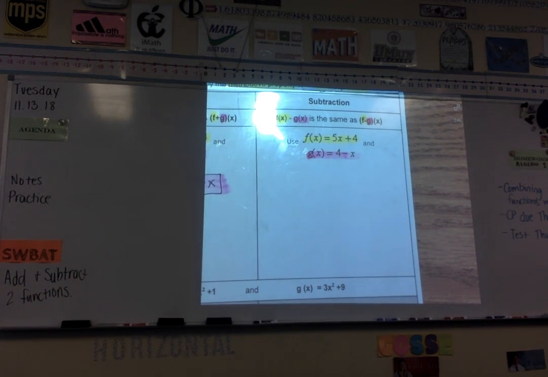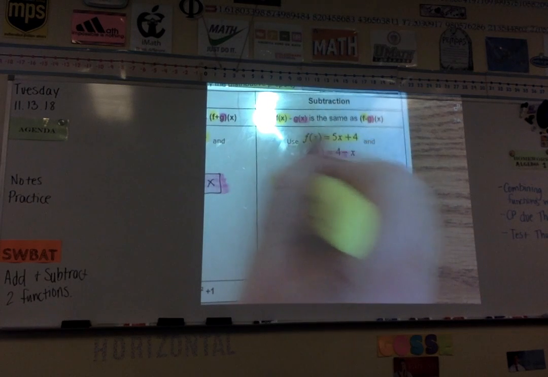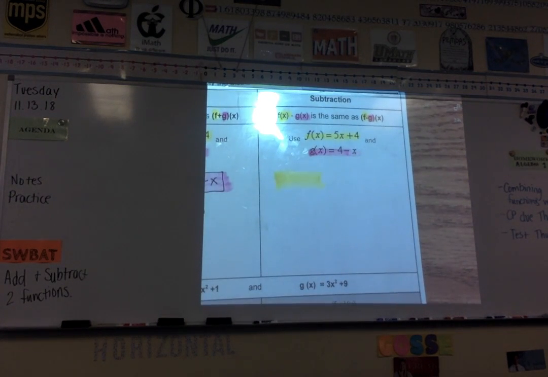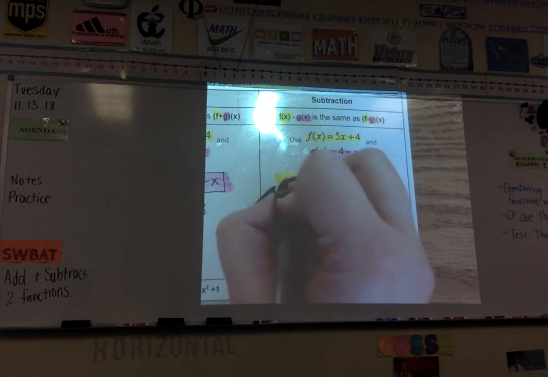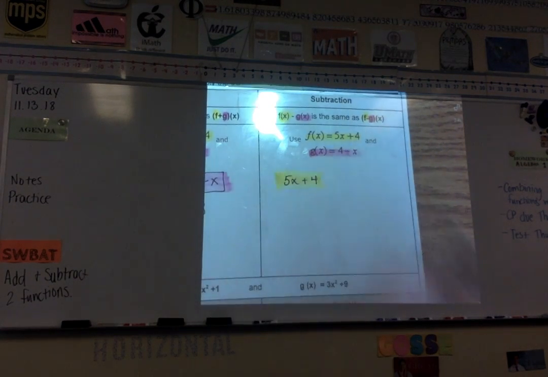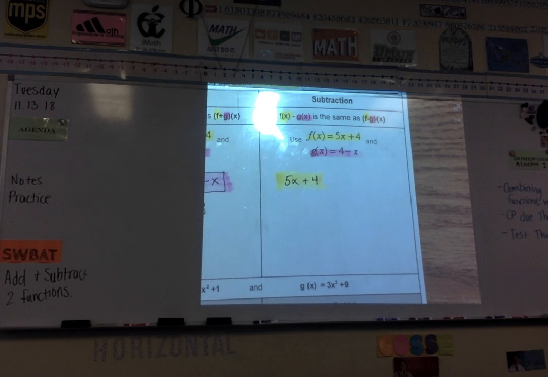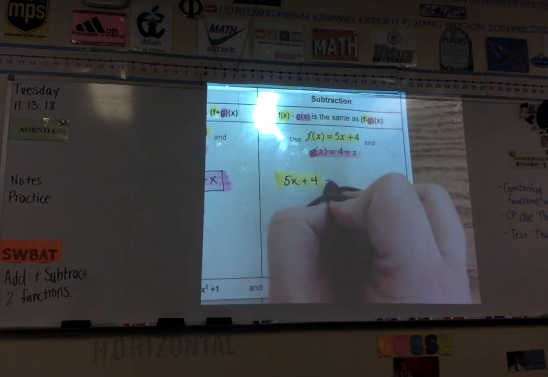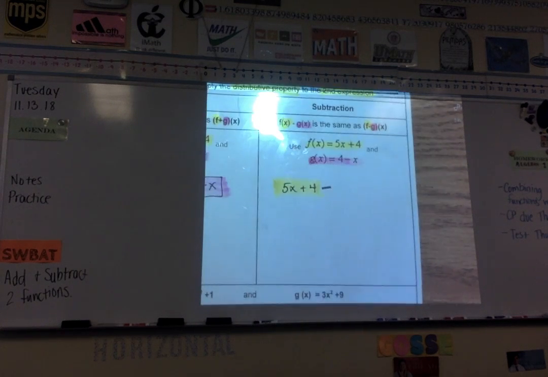So which function gets written first? f of x. So I'm going to highlight an area for it to go in, and that function is 5x plus 4. What operation am I using again, Asa? Minus. Yep, subtraction. So I'm going to write a subtraction sign in.